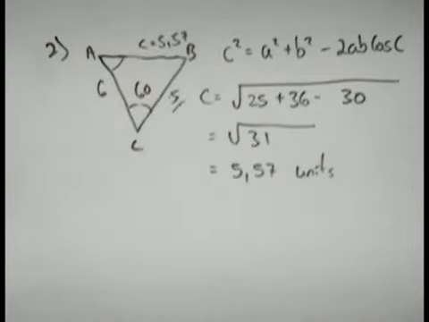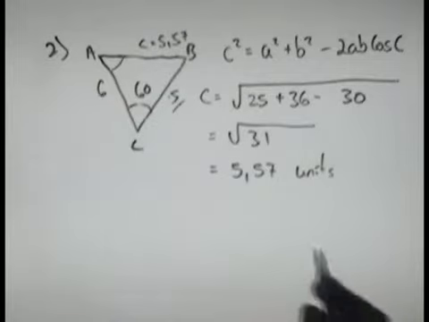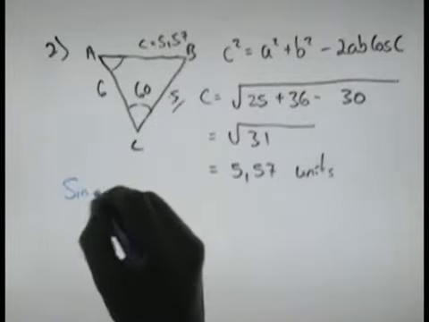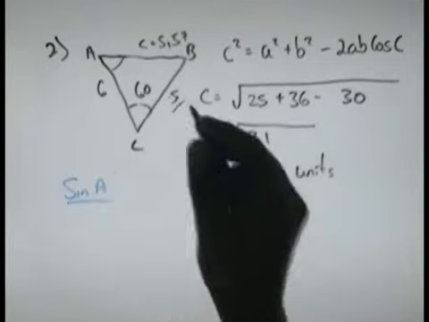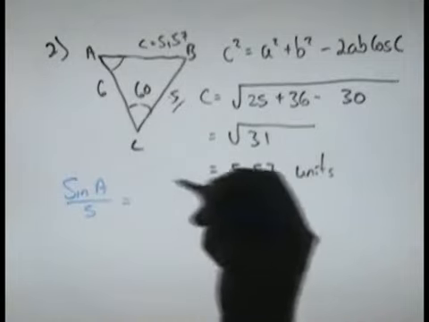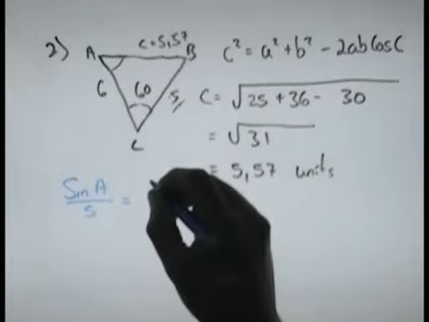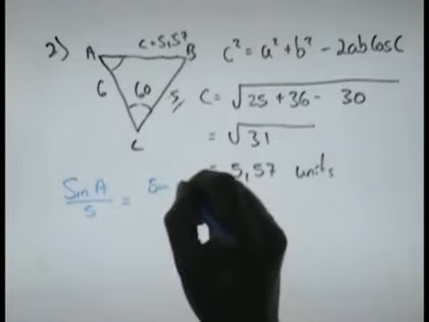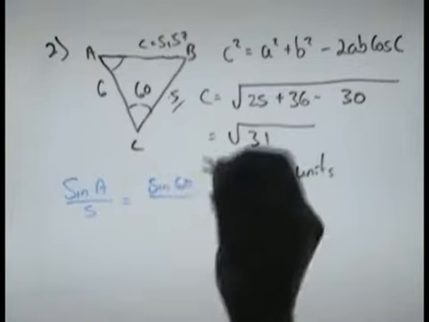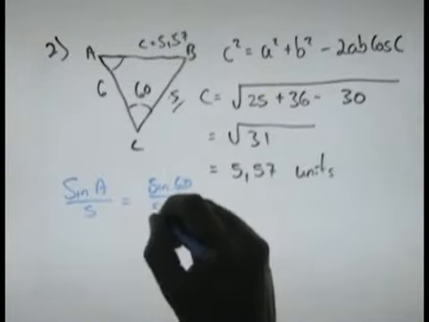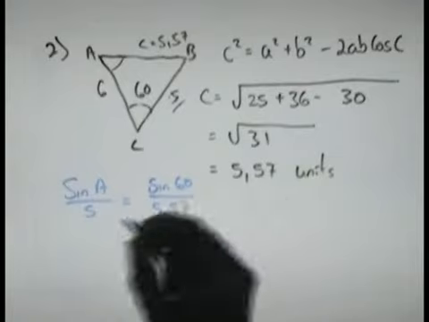I'm going to start by looking at angle A. To get angle A, I'm going to use the sine rule. Sine of angle A over side A, which is 5, is equal to sine of angle C, which is sine of 60, over side C, which is 5.57.